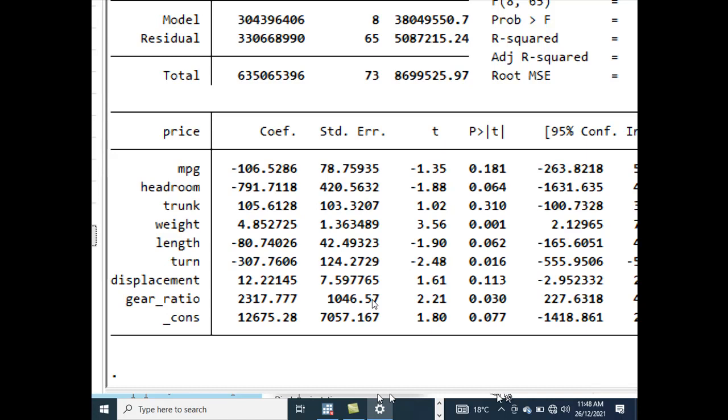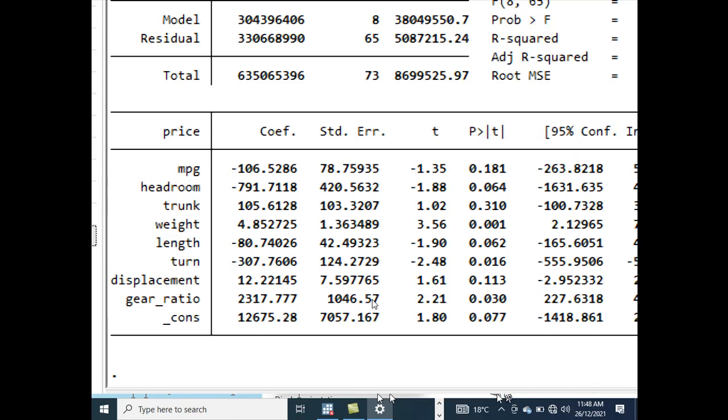Corresponding to 1 additional unit of MPG, whatever the unit is, the price decreases by that much. Why am I using the word decreases? Because of the negative sign. Similarly, if you look at the weight, it is plus something, plus 4.85. So a plus sign shows a direct relationship, and a negative sign shows an inverse relationship.